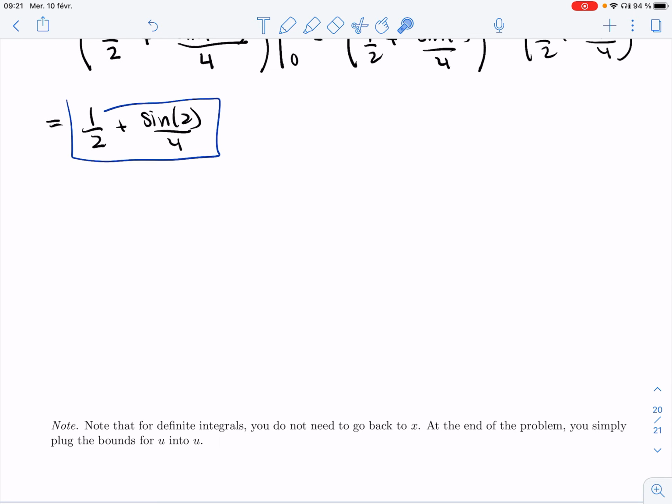All right, so here's the note that I was talking to you about. For definite integrals, you do not need to go back to x. At the end of the problem, you simply plug the bounds for u into u.